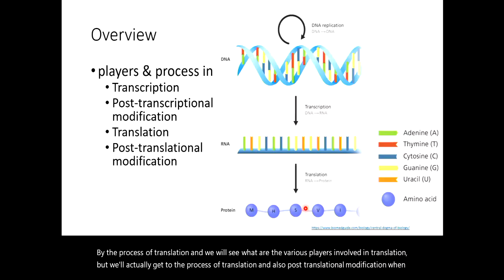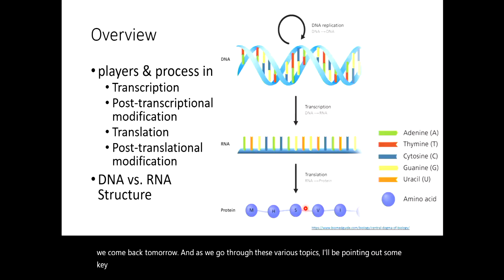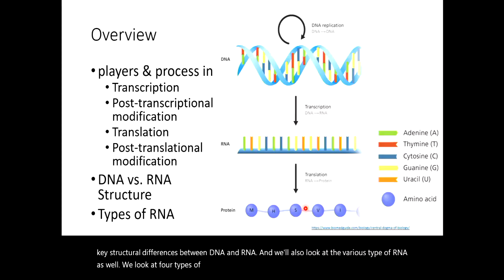And as we go through these various topics, I'll be pointing out some key structural differences between DNA and RNA, and we'll also look at the various types of RNA as well. We look at 4 types of RNA and how they can play a role in these above mentioned processes.